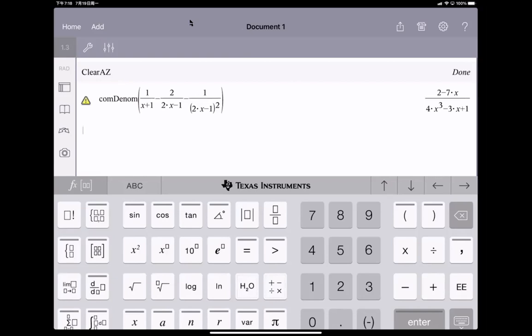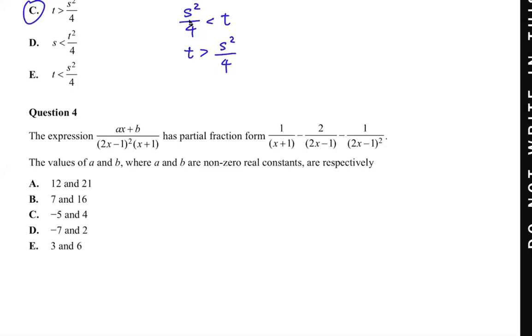Okay, so I have 2 minus 7x on the top. So this bit will be minus 7x plus 2 over 2x minus 1 squared times x plus 1. And the value of a is minus 1, b is 2. So we choose option D.